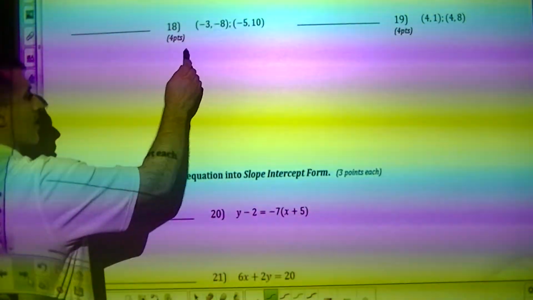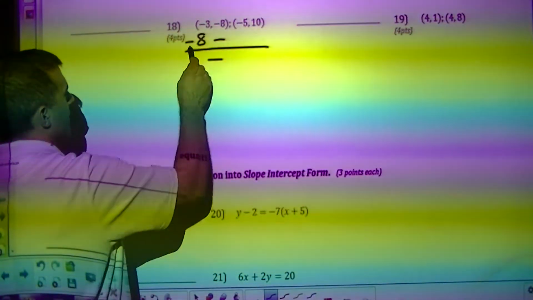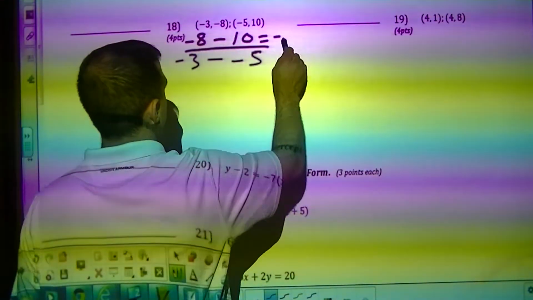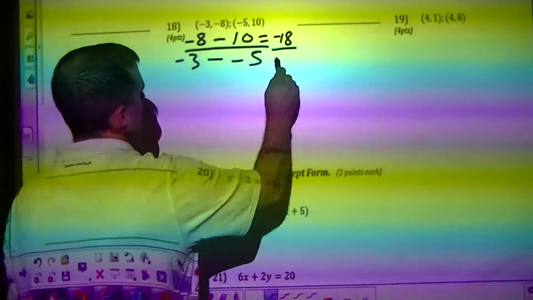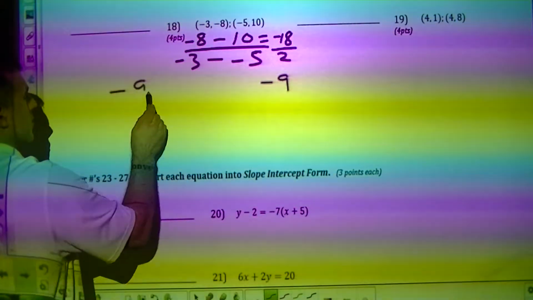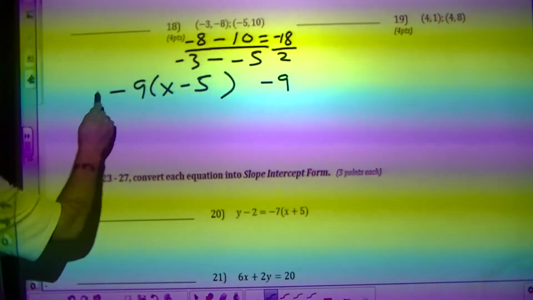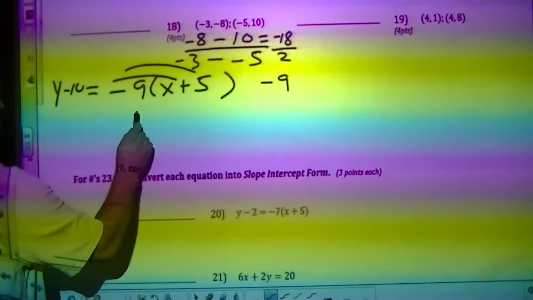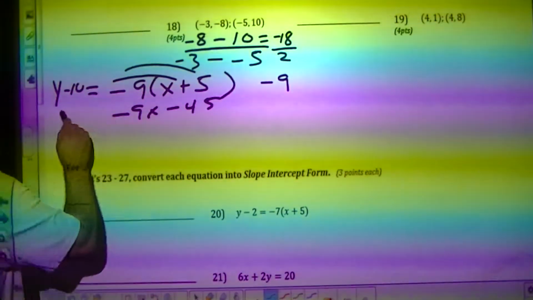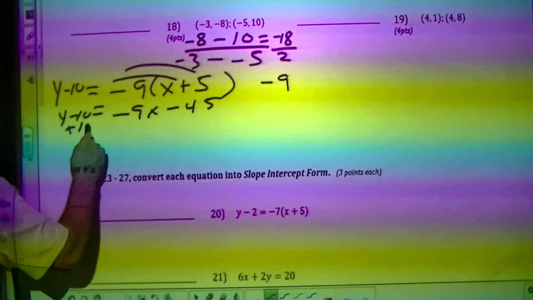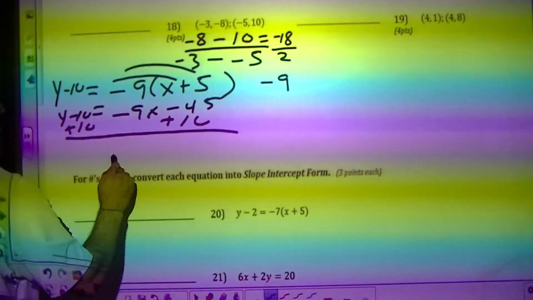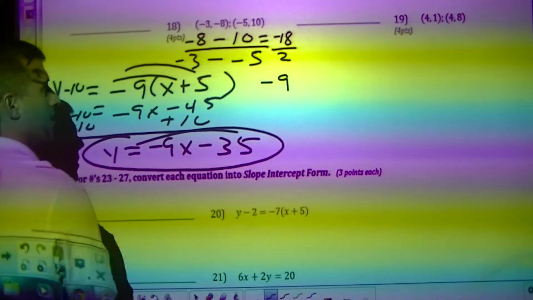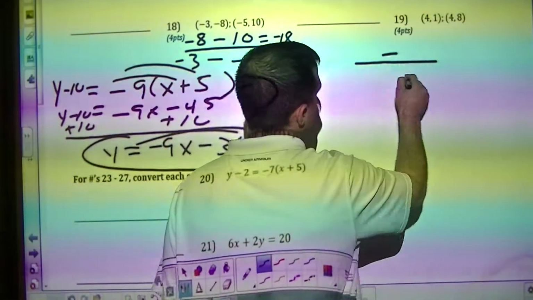Okay, 18. I'm going to have to find the slope, so that's negative 8, negative 3, 10, negative 5. That's from turning the wheel. Okay, so I got negative 18 over 2, which is negative 9. Plus 5 minus 10. That's negative 9x minus 45. Add 10. So my answer is y equals negative 9x plus minus 35. Okay? You go ahead and do this one, same way.